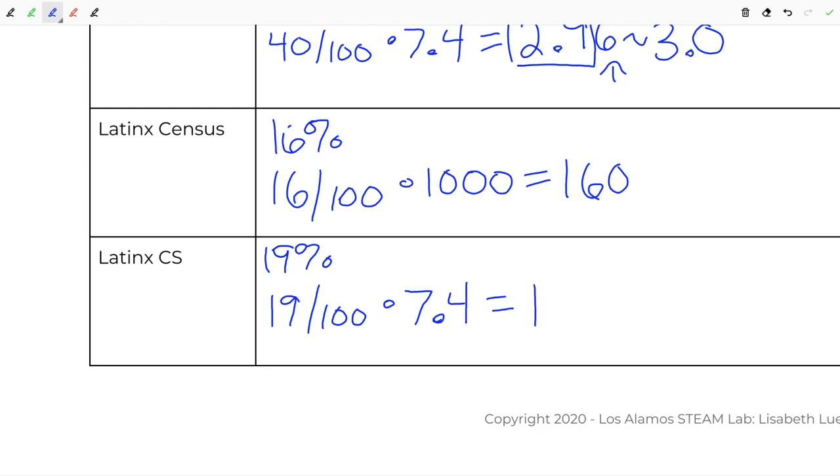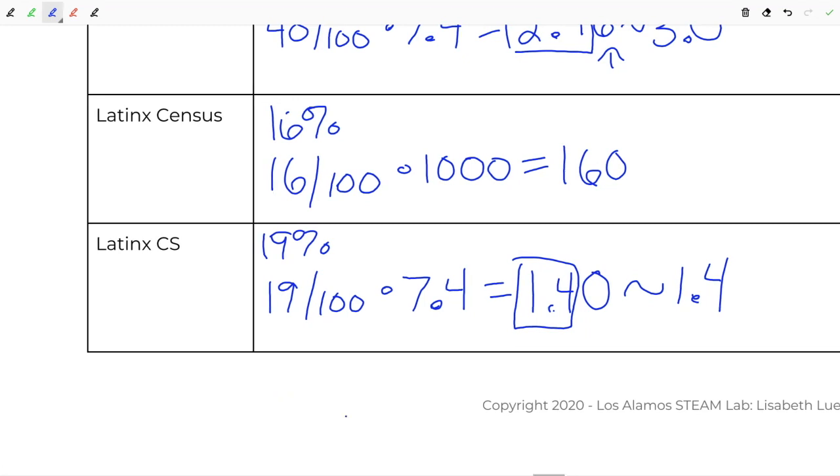So that is 1.40, which means it's just 1.4. Okay, so this one's fairly straightforward because we started off with knowing exactly how many people are on our lawn.